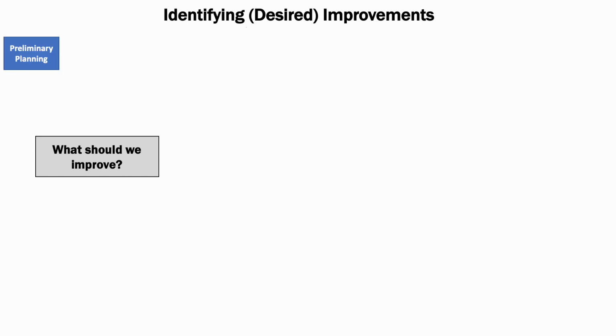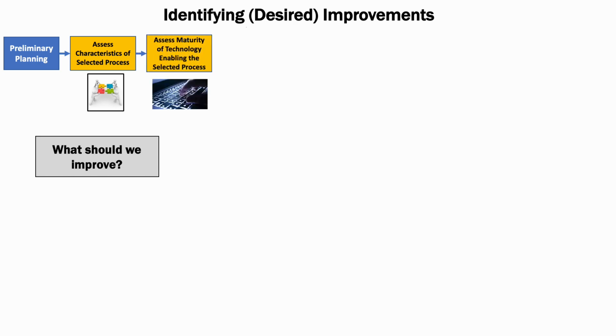WISE methods and tools help us answer several key questions, starting with what do we want to improve? This question is first defined in the preliminary planning step, and in most cases the improvement will be focused on a specific business process. Once the process has been identified, we can perform two assessments: examine the characteristics of the business process that we want to improve, and assess the maturity of the technology that supports and enables that process.